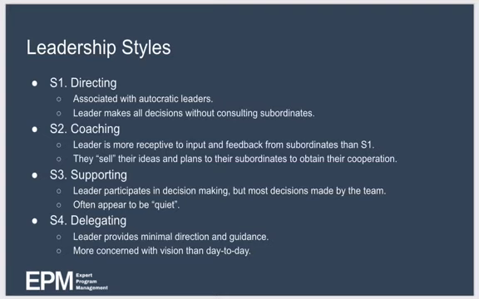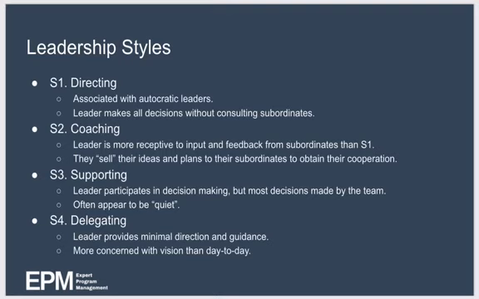Now, the next leadership style is supporting, and the supporting leader will participate in idea creation and decision making, but most decisions will be taken by the team as a whole. This type of leader may appear to be quiet because they lead by example and appear to be an equal team member embedded in the team rather than the ruler of the team.